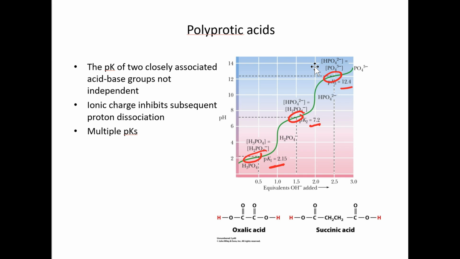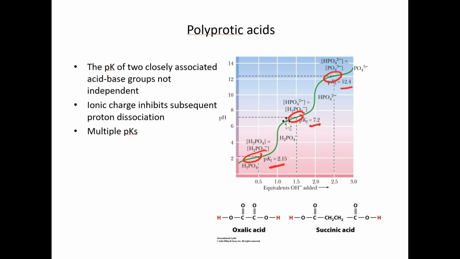Now, let me go back. With phosphate, you'll see the pKa's are well separated: 2.15, and the next one at 7.2. That's a pH range of about 5 between the pKa's. We know from before that with that range, you have full dissociation or full association of protons with a weak acid, so there's very little interaction of the first proton affecting the loss of the second proton.